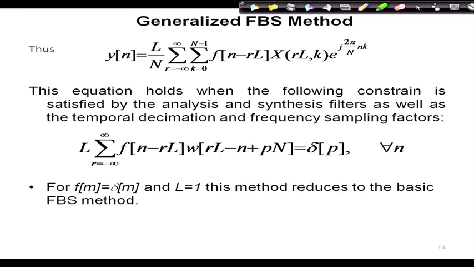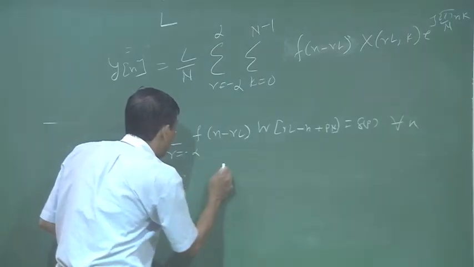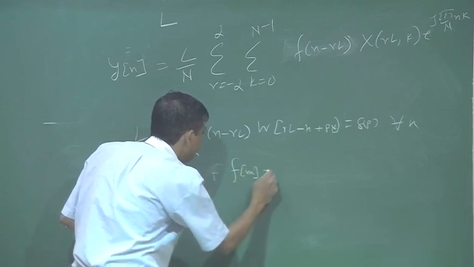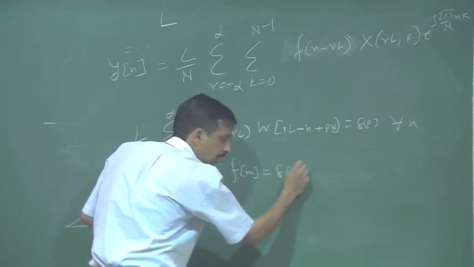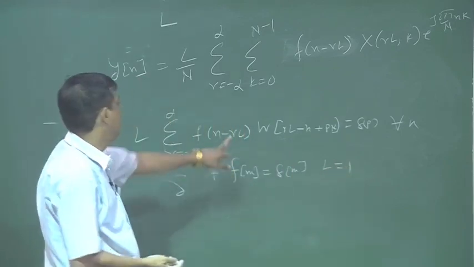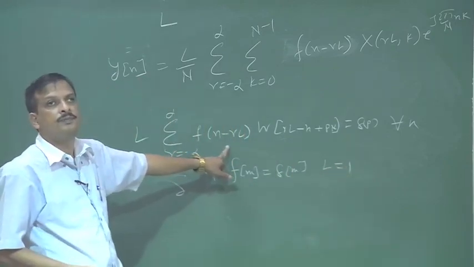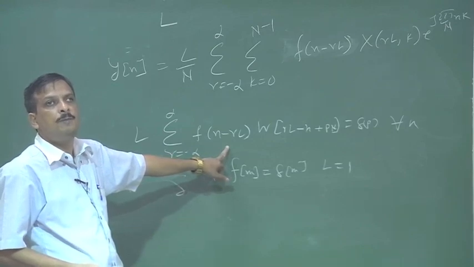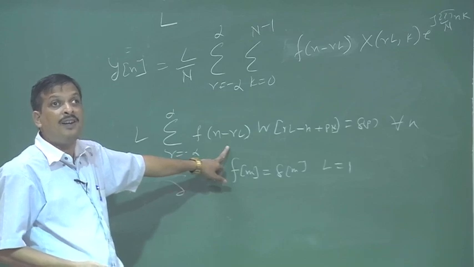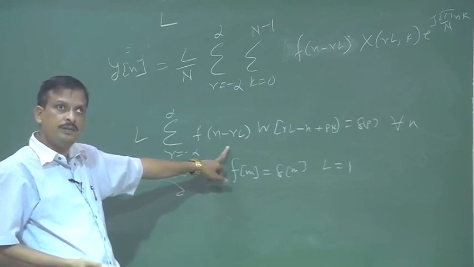So, if f[m] is equal to delta[m] and L is equal to 1, this satisfies the condition. If f[m] is equal to delta[m] and L is equal to 1, then sample by sample recovery is satisfied.